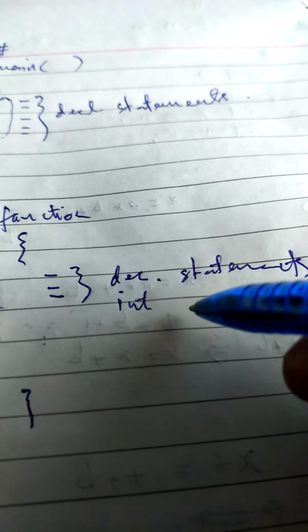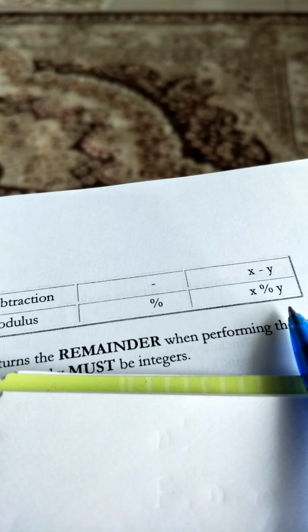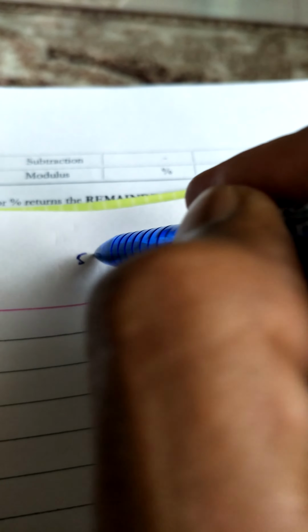So we use that. For addition, we have plus. This is x plus y, means x plus y. And we have subtraction, we use minus, and this is for modulus. Modulus means, if you learn in algebra, let me give you an example. 5 mod 4 gives you 1. 4 mod 4 gives you 0.